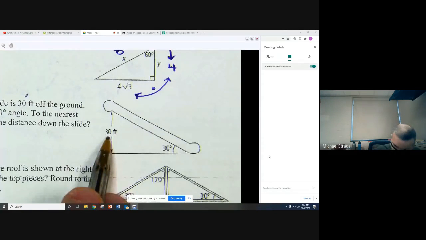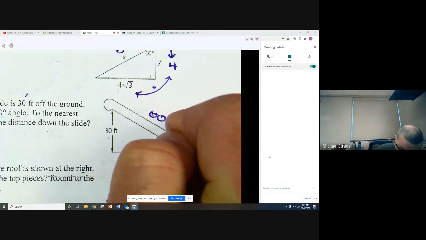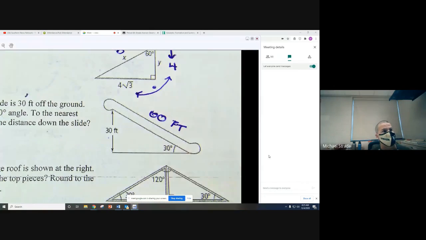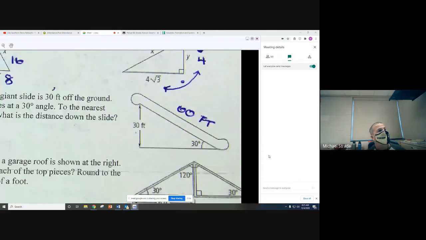Short leg is 30. That means the diagonal would be 60. So it's 60 feet down the slide. Good? Okay. Now, the one thing we got to work on is, well, we got to work on a couple things. One in the bottom group and then 17.